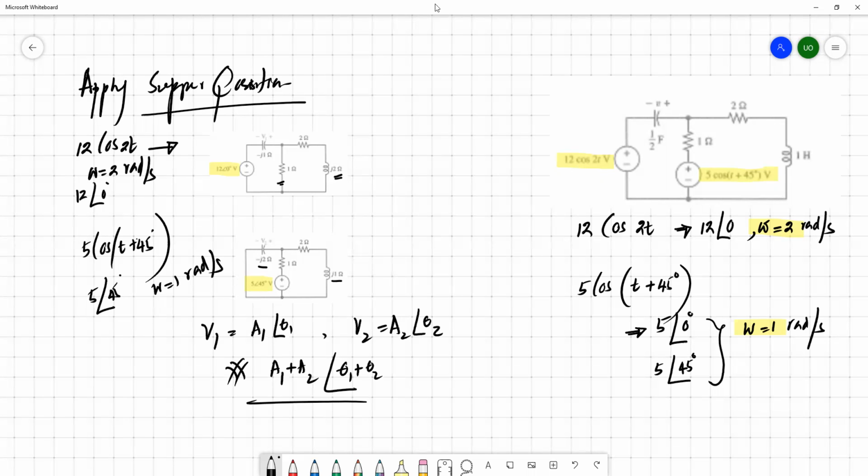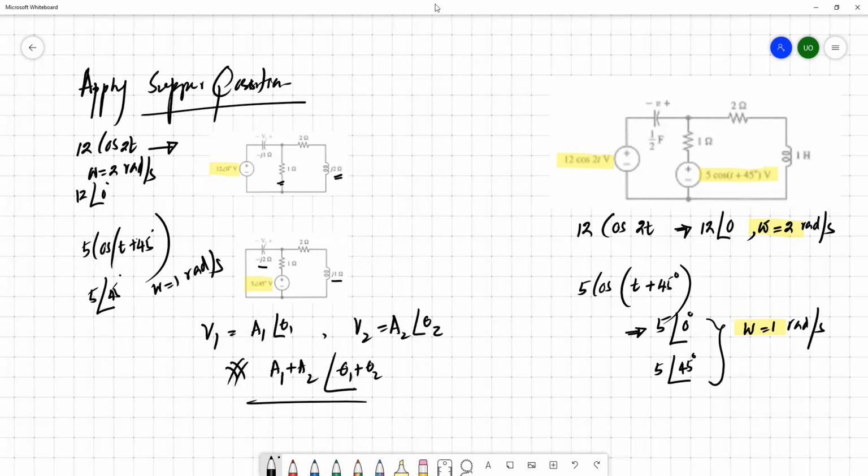Keep in mind, if you want to add them, either you have to convert to A plus jB, the Cartesian or rectangular form, or else you can convert the V1 and V2 phasors to the time domain and then add them. You cannot add these phasors directly. Keep in mind that point; otherwise nothing is different compared to the previous.